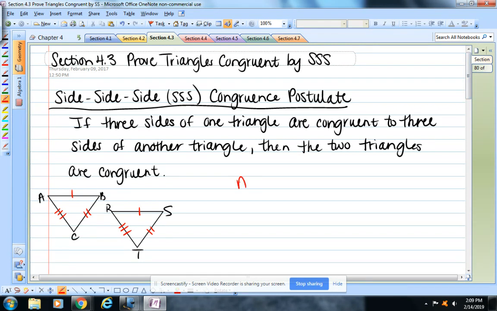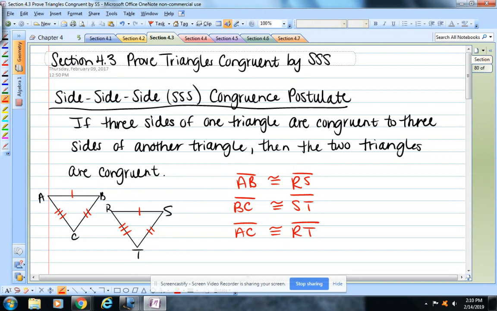So let's go around our tick marks. So segment AB is congruent to which segment? RS. And segment BC is congruent to what segment? ST. And segment AC is congruent to which segment? RT or TR. Same thing.